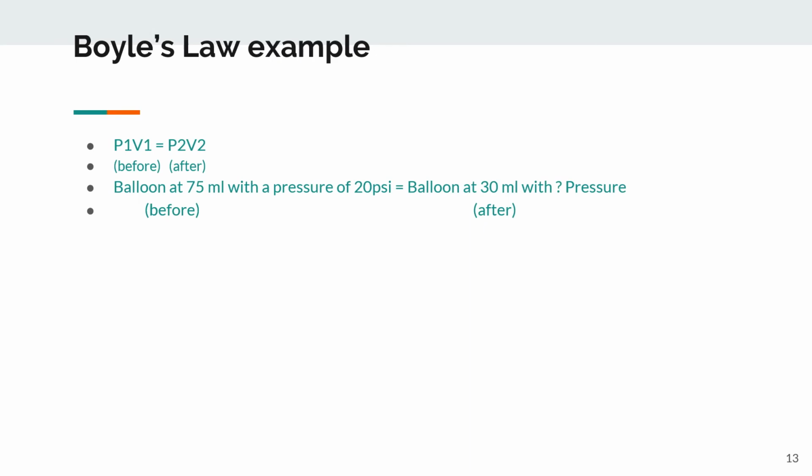And this is kind of where I was going to try to do a little bit of writing. So I wanted to show an example of P1 V1 equals P2 V2, so we're comparing this before and after scenario. We're going to look at a balloon that has 75 mils of air, so it has a volume of 75 mils with a pressure of 20 psi, which is pounds per square inch. And that's actually how our gas is measured.